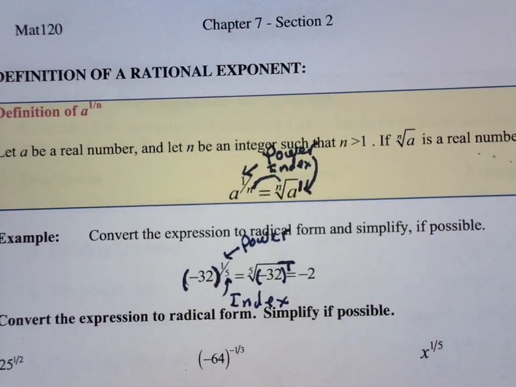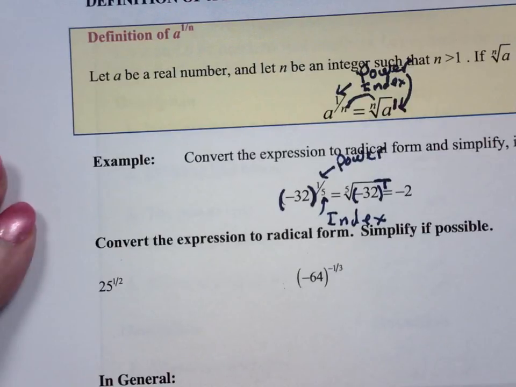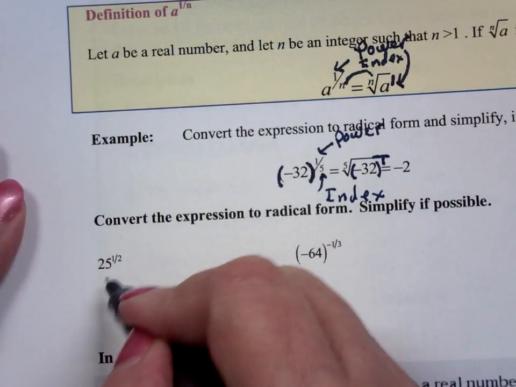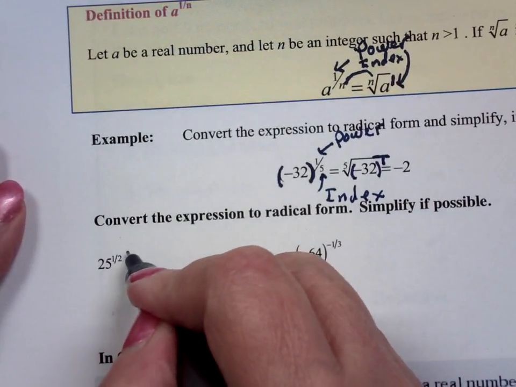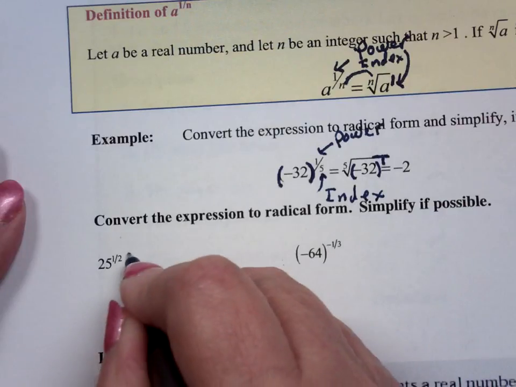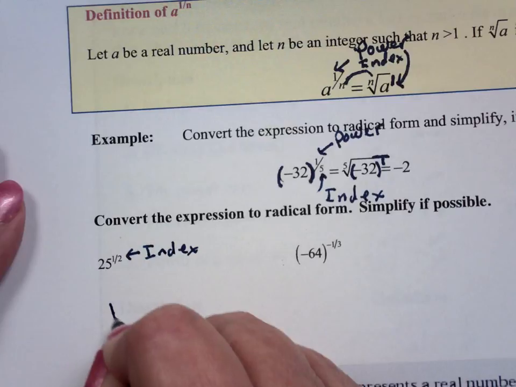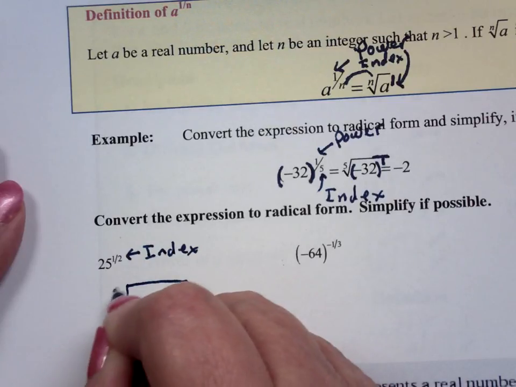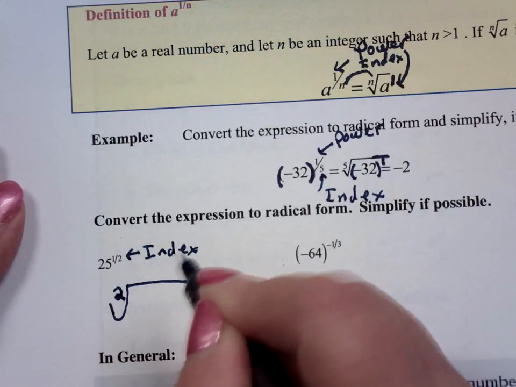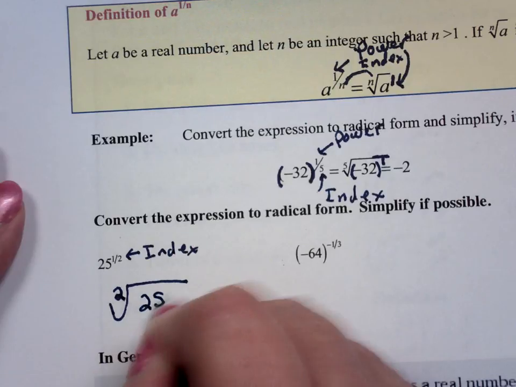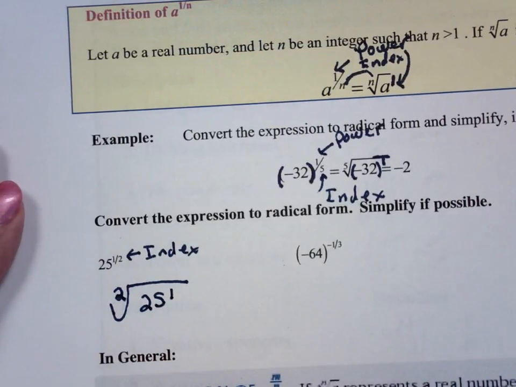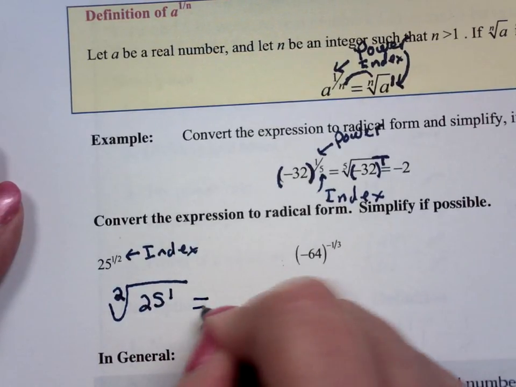Don't forget you've got your power tables. You might find that helpful too as we're moving through. Here is 25 to the 1/2. The denominator is the index. So since I have a denominator of 2, it's the square root of 25 to the 1 power. Well, that's just the square root of 25. What's the square root of 25?